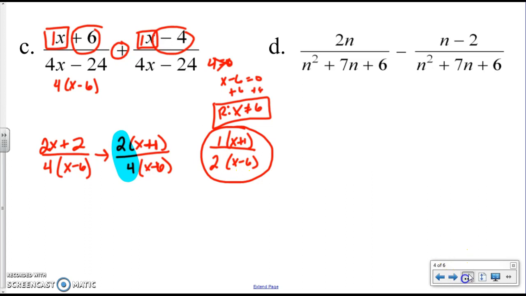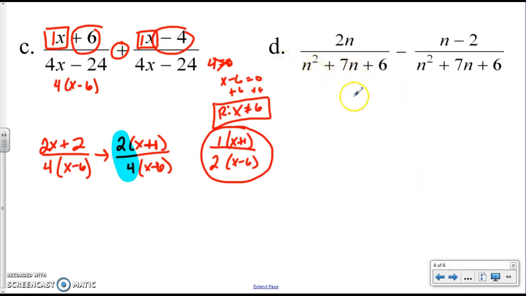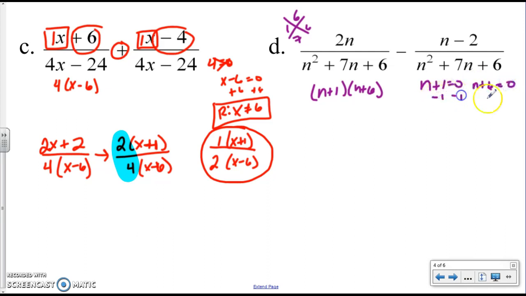Okay. Last one on this page. Same idea. Same denominators already, so I'm just going to go ahead and factor them. I have an x factor there, so I have 6 on top, 7 on bottom, so I have 1 and 6. So I have n plus 1 times n plus 6, and it's the same for both of those, so I don't need to factor twice, unless you really want to check your work. So I'm going to find my restrictions. So n cannot be -1 or -6.